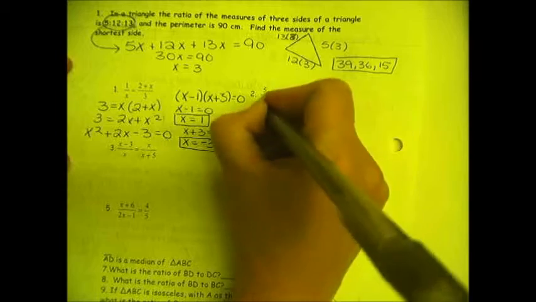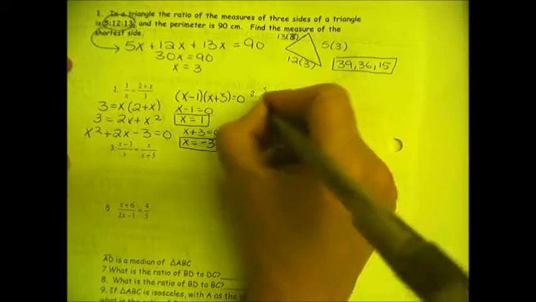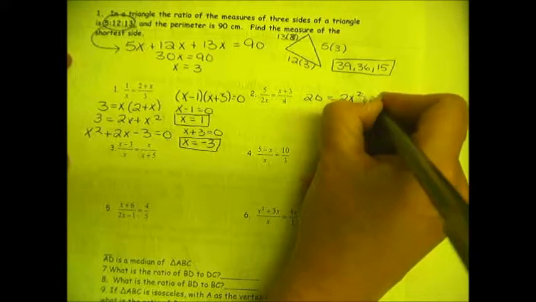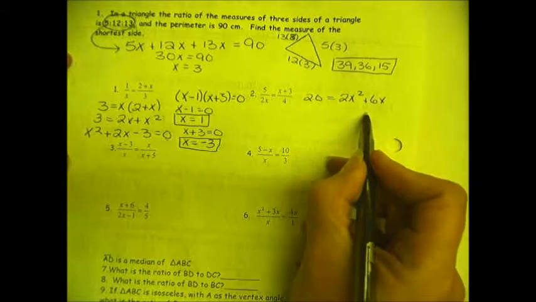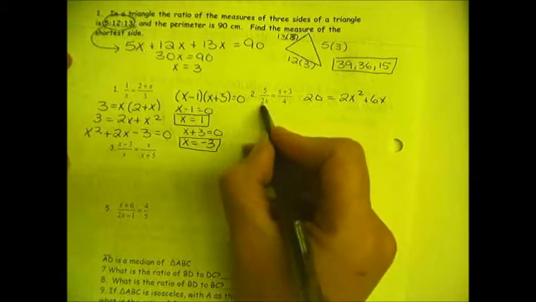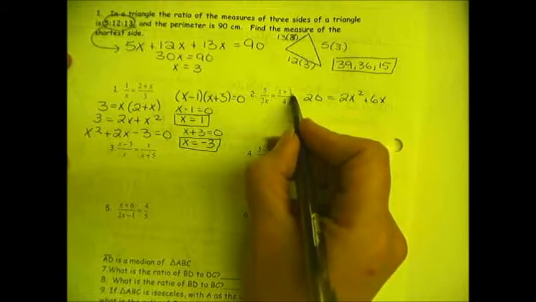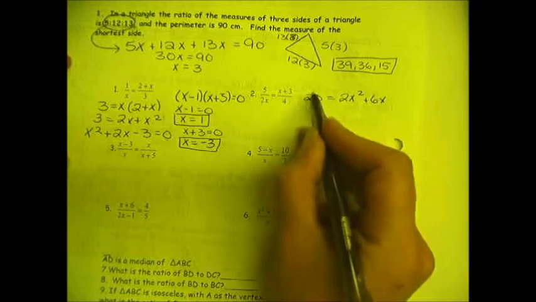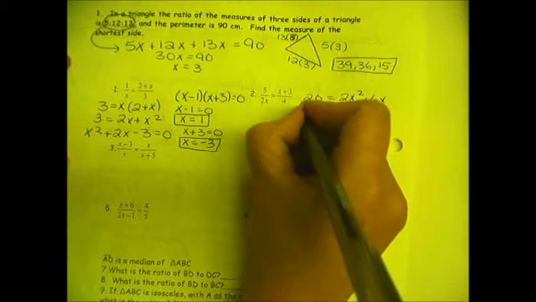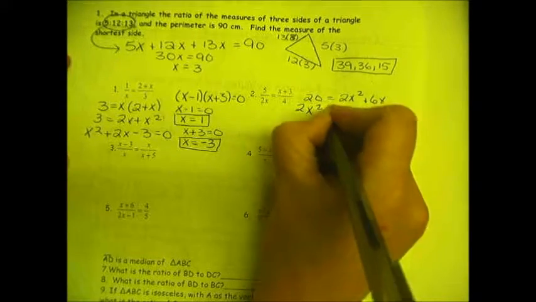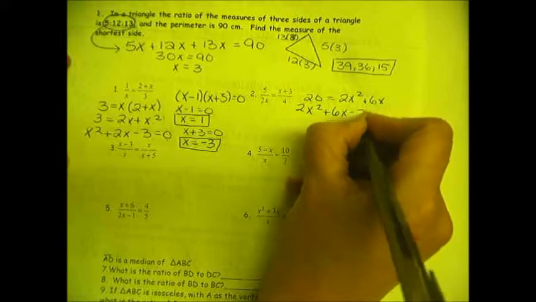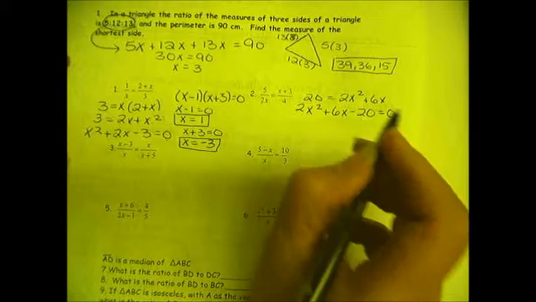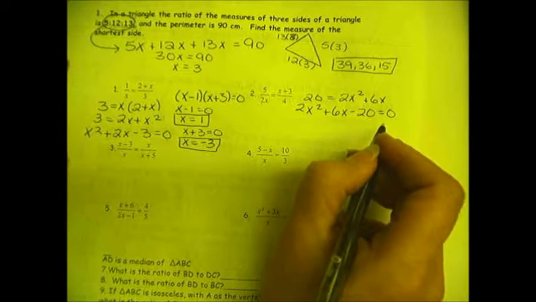Okay, next problem, cross multiply. 5 times 4 is 20. 2x times x plus 3, make sure you distribute, is 2x squared plus 6x. Be sure you know how you got that. I multiplied 2x times x and 2x times the 3. Again, it's quadratic, so we want everything to one side, so I'm going to bring this 20 over, so it equals 0. 2x squared plus 6x minus 20 equals 0.